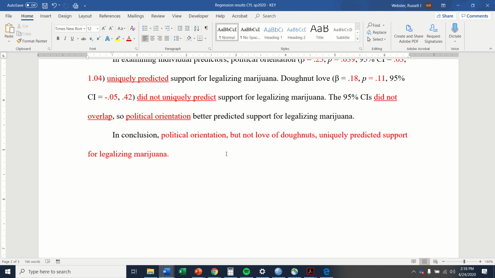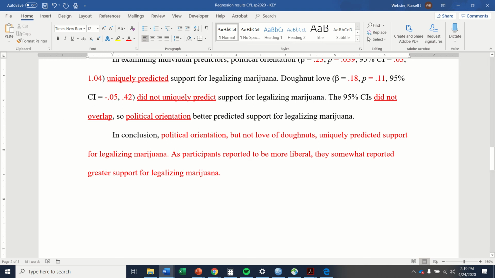So as participants reported to be more liberal, they somewhat reported greater support for legalizing marijuana. So in conclusion, political orientation, but not love of donuts, uniquely predicted support for legalizing marijuana. As participants reported to be more liberal, they somewhat reported greater support for legalizing marijuana.